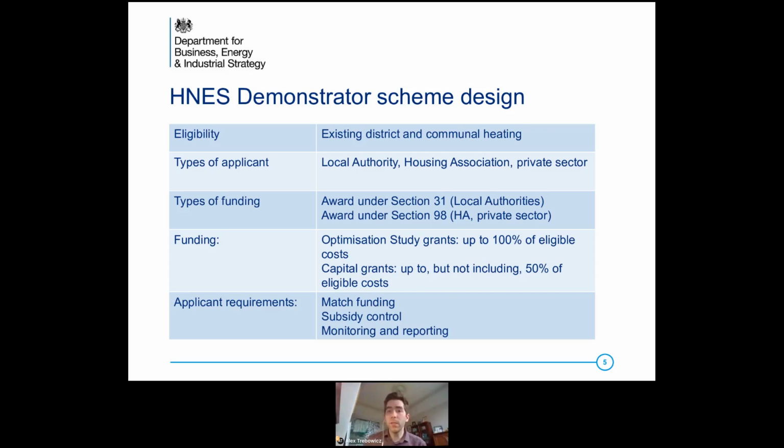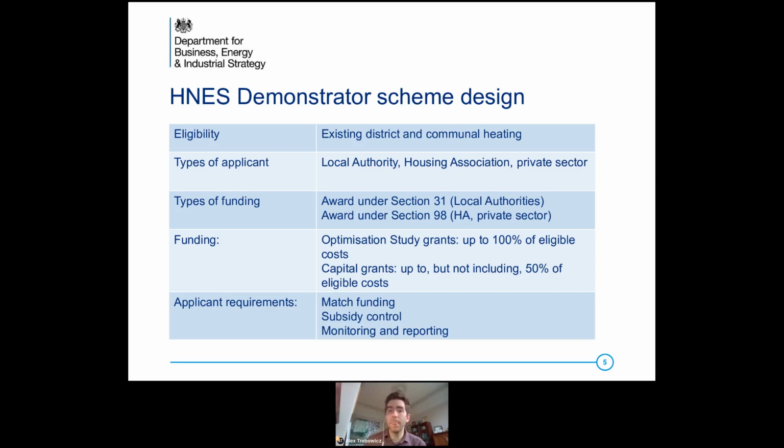For our optimisation study revenue grants, we suggested a budget of between £20,000 and £24,000 per study per project, obviously with some flex in that for much smaller or much larger projects. We were able to fund up to 100% of eligible costs for that, and we provided an outline scope of work that we expected projects to deliver against.